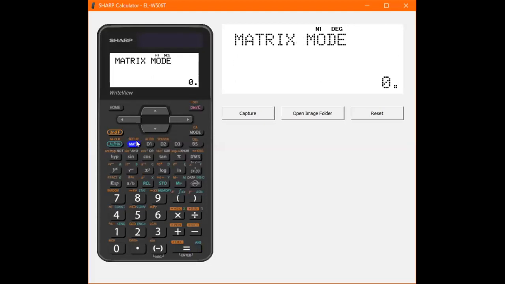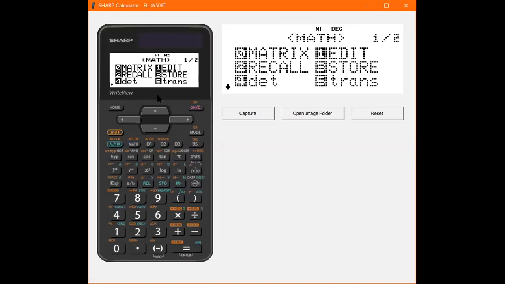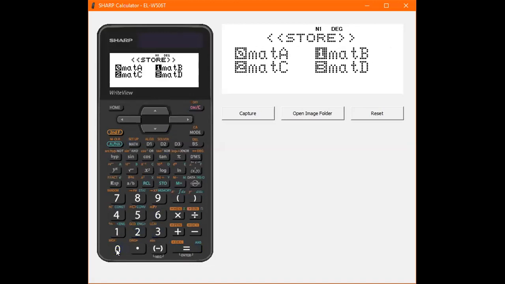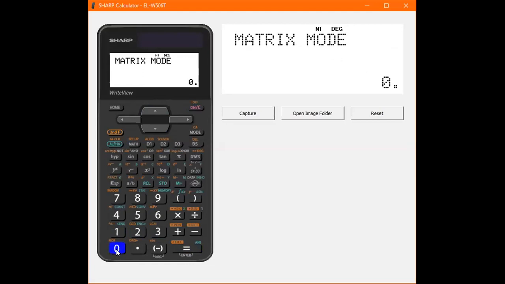Once you're done typing in your matrix, what you can do is press on, and don't worry, it's not lost. Press math, and what we're going to do is store the matrix. So we're going to say 3 and 0. Now it is saved into your matrix A.